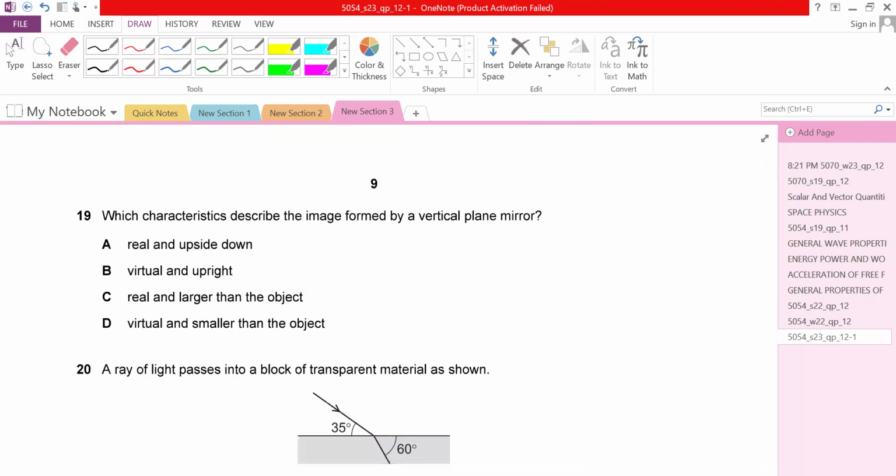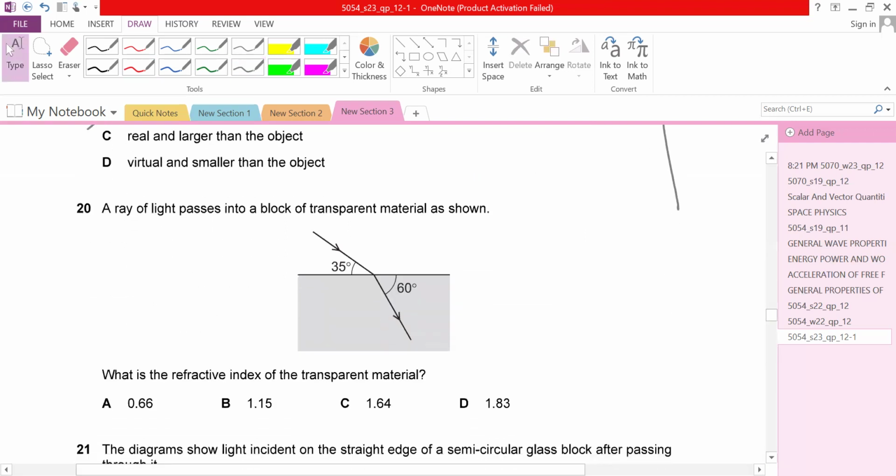Question number 19. Which characteristics describe the image formed on a vertical plane mirror? For example, this is a vertical plane mirror. It describes the characteristics of the image formed. So you know that the characteristics of the image in a vertical plane mirror are virtual and upright.